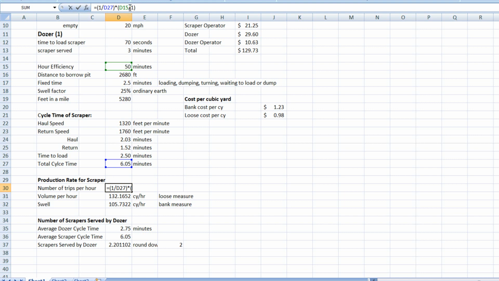So we just take 50 divided by 1, which is essentially 1 hour, and then our cycle time, 1 trip, divided by the cycle time, 6 minutes. So that gives us essentially 8.26 trips per hour.